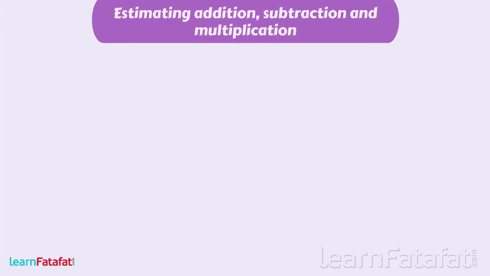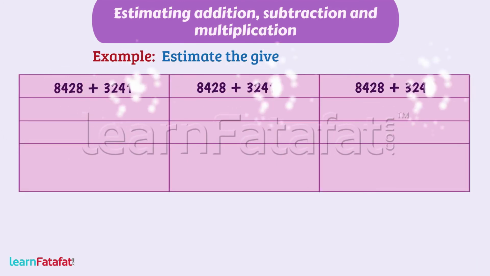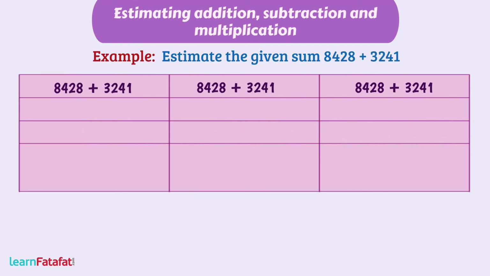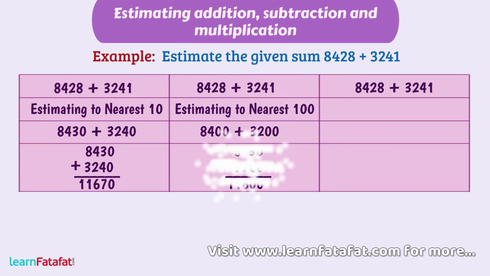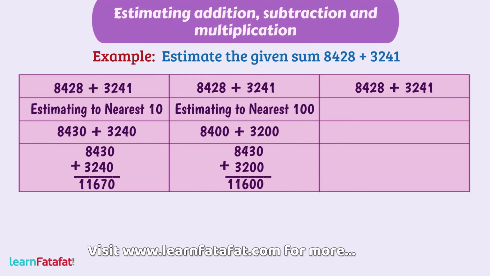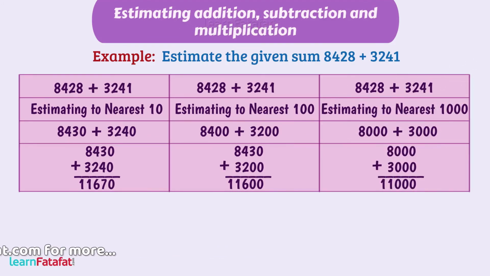Estimating addition, subtraction and multiplication. Example, estimate the sum 8428 plus 3241. Estimating to the nearest 10 gives 11,670. Estimating to the nearest 100 gives 11,600. And estimating to the nearest 1000 gives 11,000.